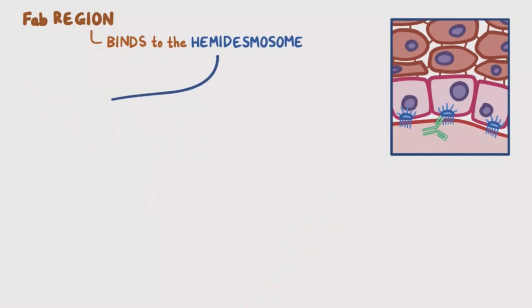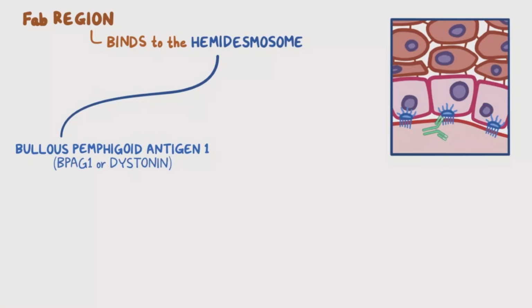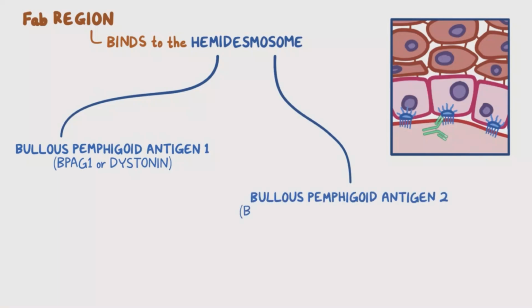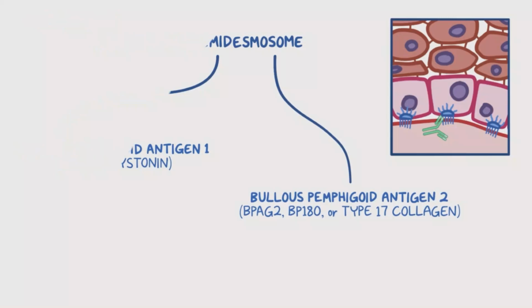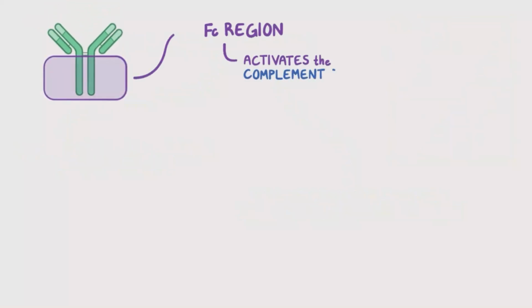One of the proteins is called bullous pemphigoid antigen 1, or BPAG1, which is also called dystonin, and another protein is called bullous pemphigoid antigen 2, or BPAG2, which is also called BP180, or type 17 collagen. So lots of names for the same thing. The Fc region activates the complement system.